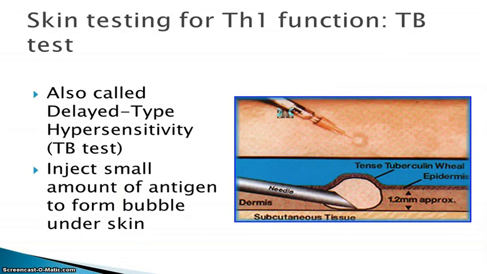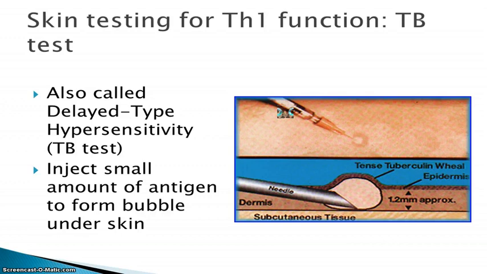Th1 cells are the ones that we test for. If you've ever had a tuberculosis test, a TB test, you know how they take a little needle and a little bit of antigen and squirt it under your skin? That's actually to test whether or not you have activated macrophages and activated Th1 cells to tuberculosis. So they're not actually giving you tuberculosis. However, they're putting a little bit of tuberculin antigen under your skin.